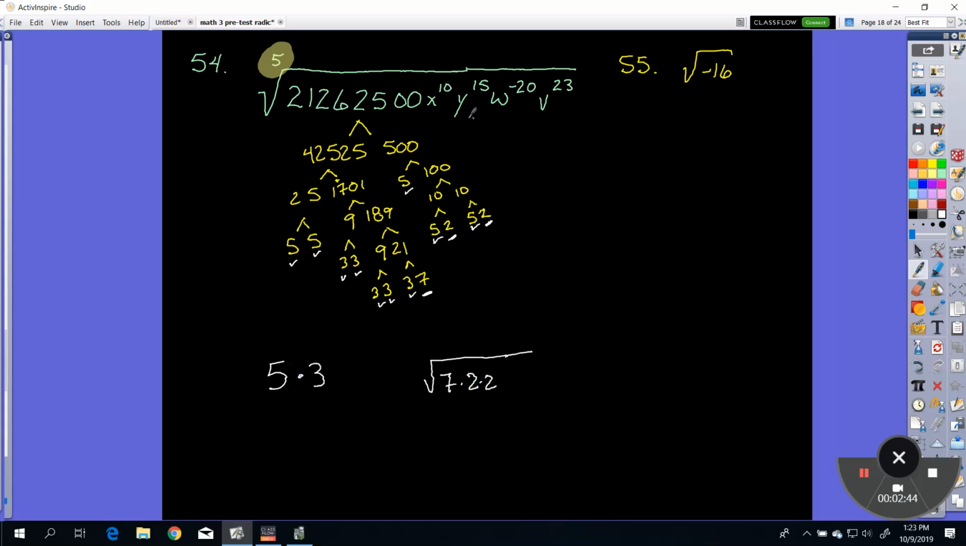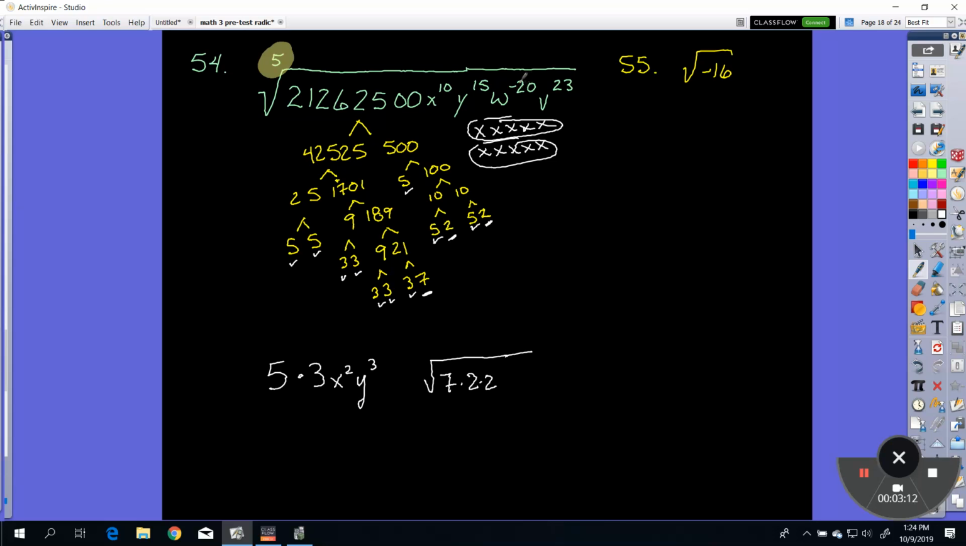Now I have x to the 10th. So if I think of it the long way, there's 10 x's, and I'm looking for groups of 5. So there's a group of 5 x's, and there's a group of 5 x's. So those come out. The shortcut way is to take this power and divide it by the number outside. So 10 divided by 5 is 2. 15 divided by 5 is 3. So there's 3 groups of 5 y's.